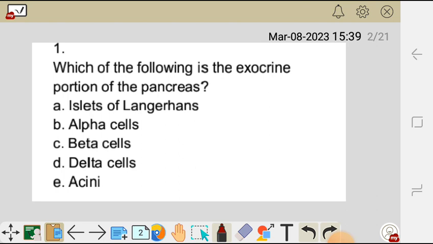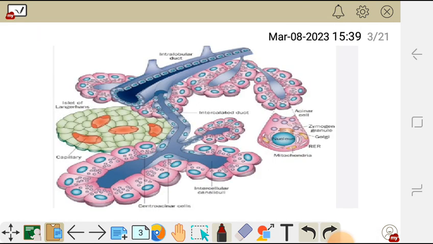A. Islets of Langerhans. B. Alpha cells. C. Beta cells. D. Delta cells. And E. Acini. So the exocrine portion of the pancreas is simply the portion which secretes its content in a duct. So the pancreas has the endocrine portion and the exocrine portion.